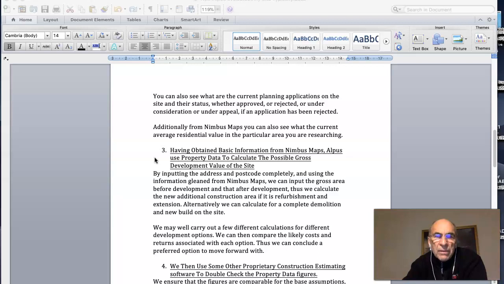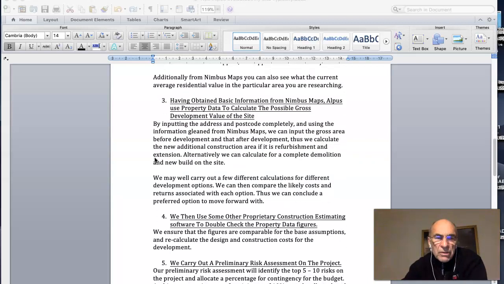Point 3, having obtained basic information from Nimbus Maps, Alpus uses Property Data to calculate the possible gross development value. This is what I was saying about inputting the address and postcode, and using the information gleaned from Nimbus Maps, input the gross area before development and after development. It may be that you use the existing building and then extend it as well. Thus we calculate the new additional construction area if it is refurbishment and extension. Alternatively, we can calculate for a complete demolition and new build on the site.